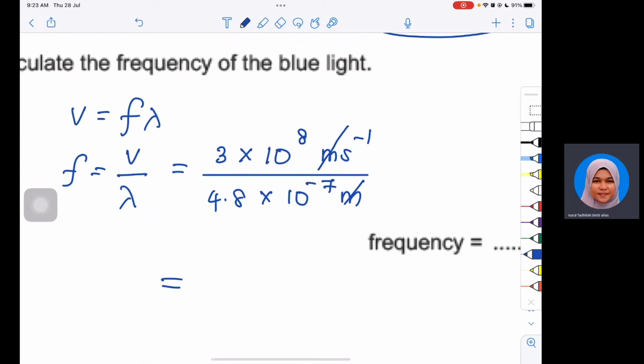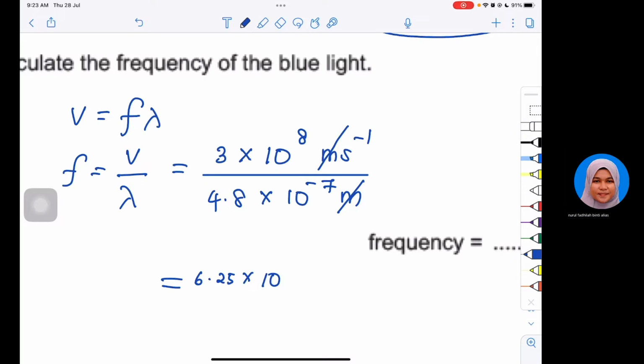Look at that, I cancel this. And then you just press your calculator. What's the answer? Times 10 to the power of 14. Who has got it? Look at the unit. What's the unit now? Per second, s to the power of -1. And that's correct.